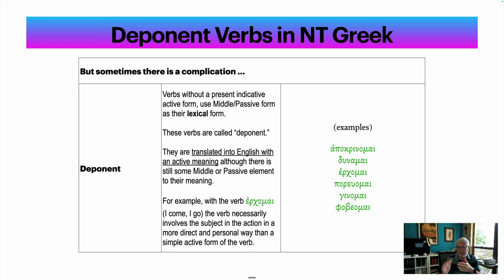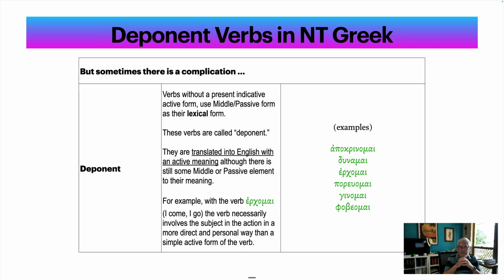And there are a number of examples of fairly common deponent verbs: apokrinomai, I answer; dunamai, I'm able; erchomai, I come or I go; pareuomai, another verb for come or go; ginomai, I am or to become, I become; and phobeomai, I'm afraid.